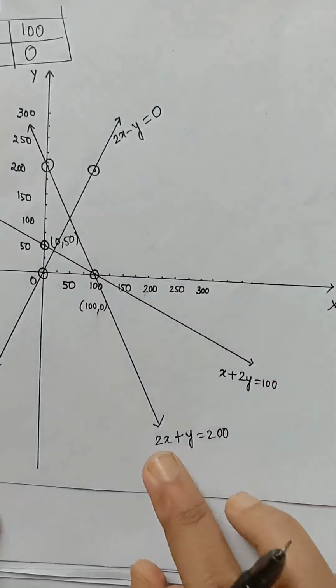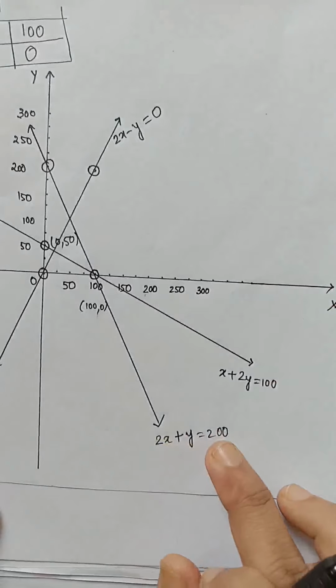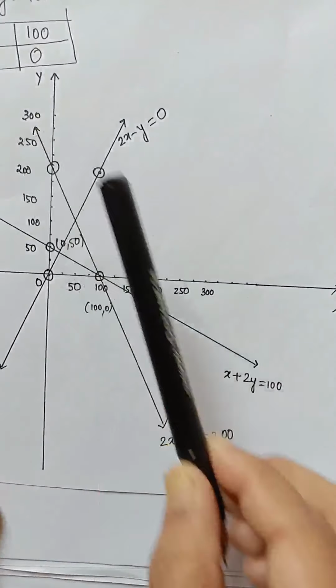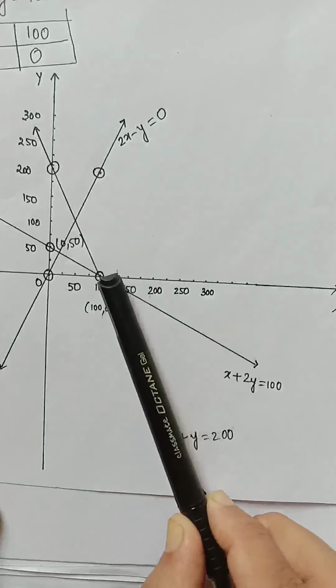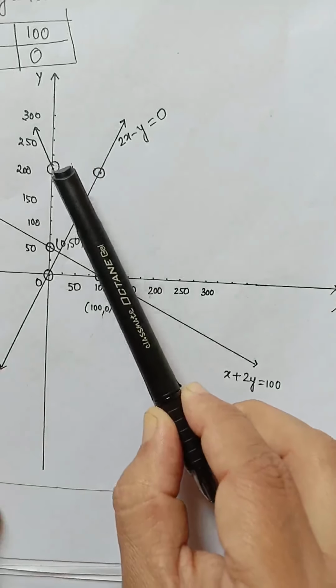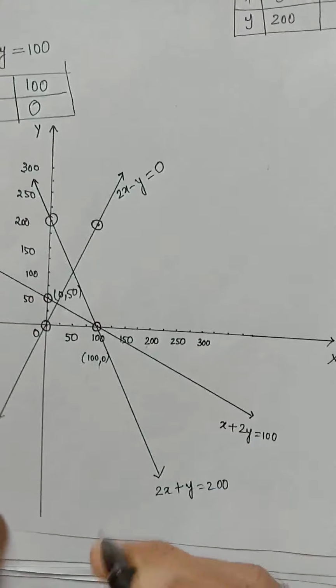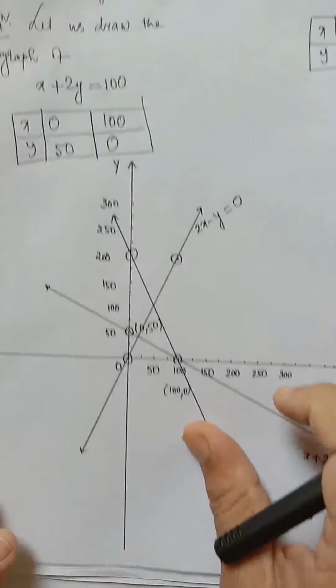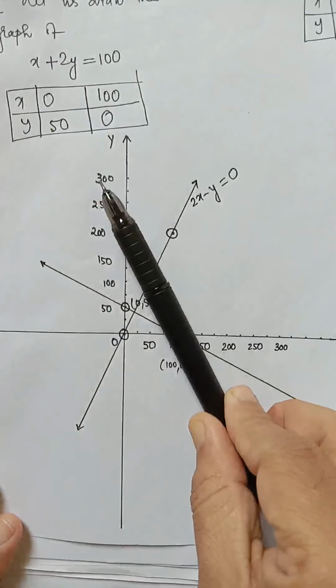So this is the graph of 2x plus y equal to 200. This line meets the x-axis at (100, 0) and the y-axis at (0, 200). Now consider the inequation 2x plus y less than or equal to 200. This line does not pass through (0, 0).